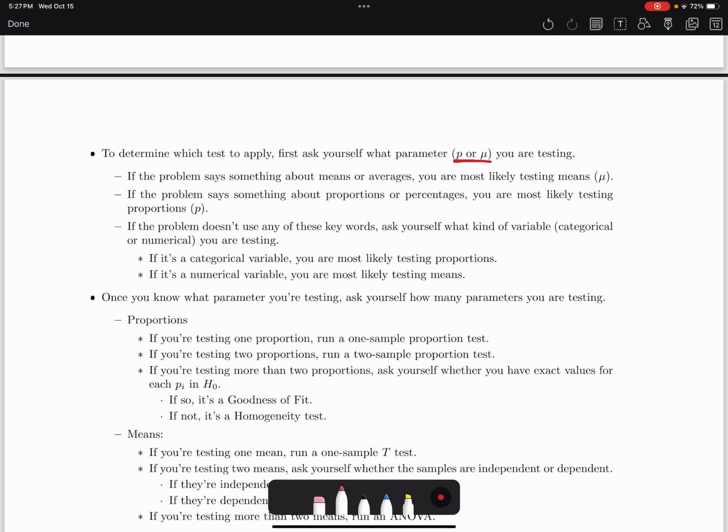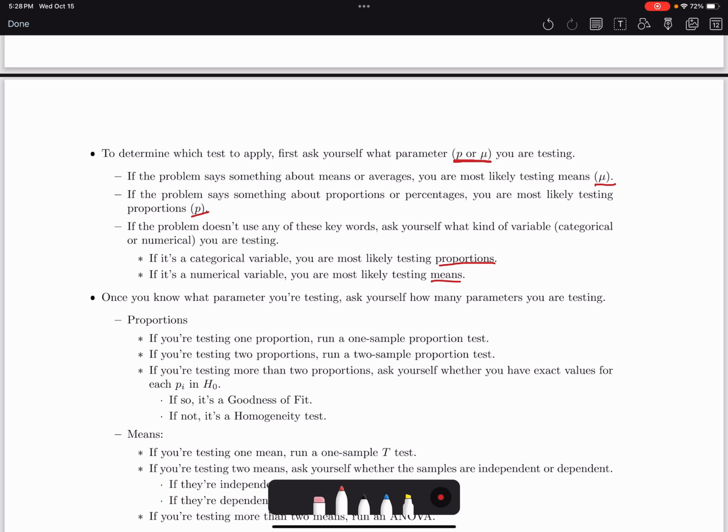Well, sometimes the problem will just come out and say so, right? If the problem says something about means or averages, then you're most likely testing mu, right? If the problem says something about proportions or percentages, then you're most likely testing p. If the problem doesn't use those keywords, then you should ask yourself, what kind of variable are you testing? What kind of variable are you looking at? If the variable is categorical, then you're most likely testing proportions. If it's numerical, then you're most likely testing means.